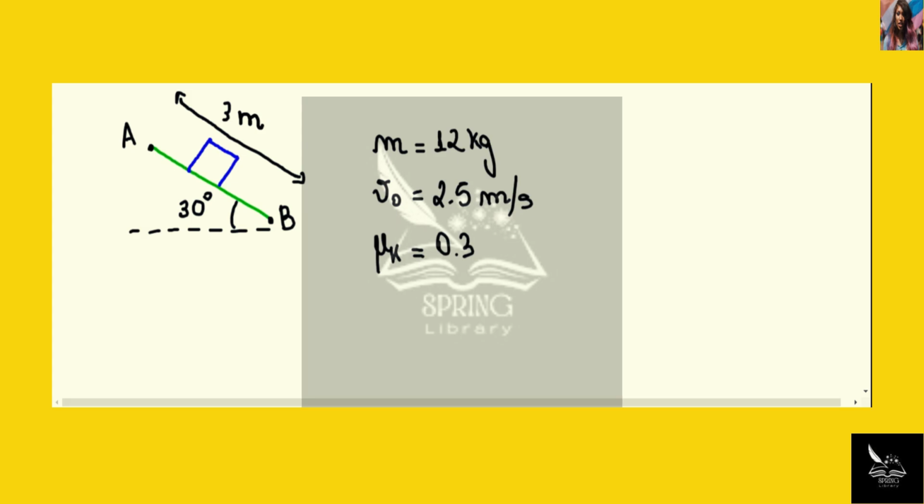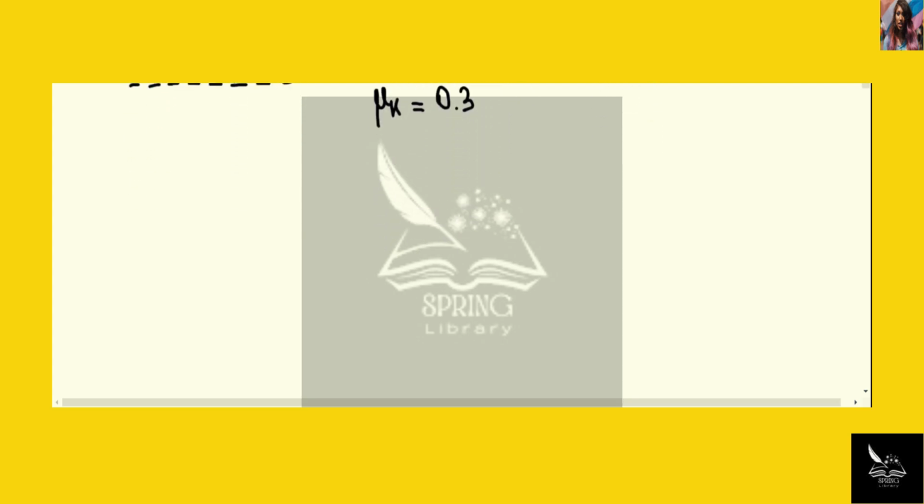Given this information, our goal is to find the final speed v of the block when it reaches point B. So in order to solve this exercise, we need to briefly review how to handle inclined plane problems. Okay, so consider that we have a block on an inclined plane.